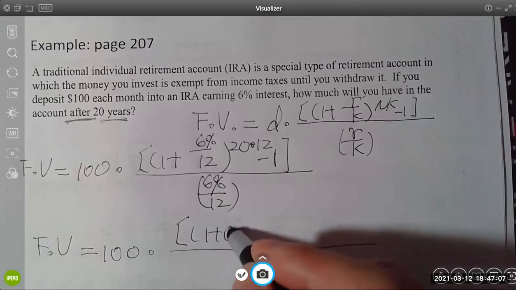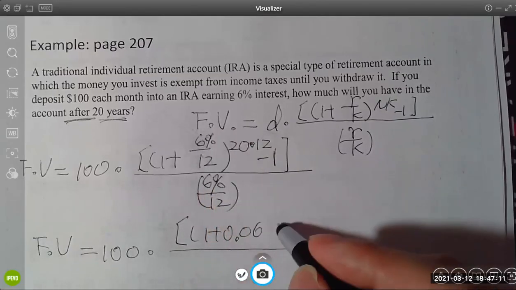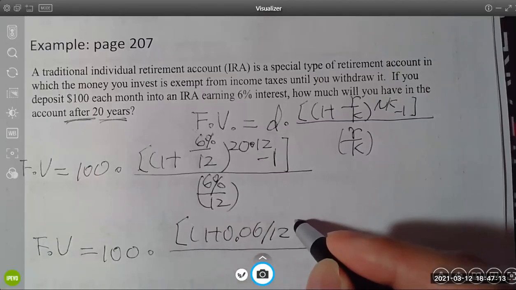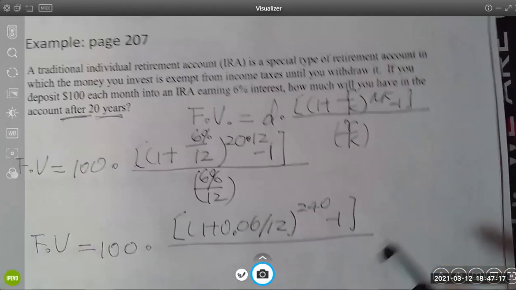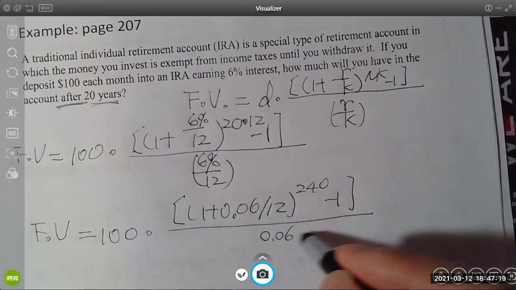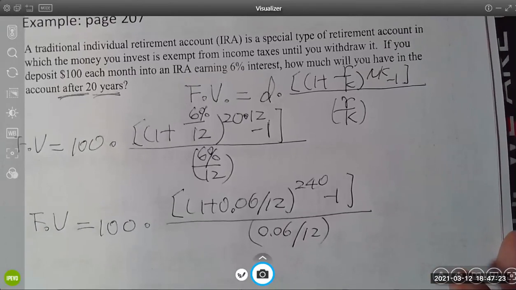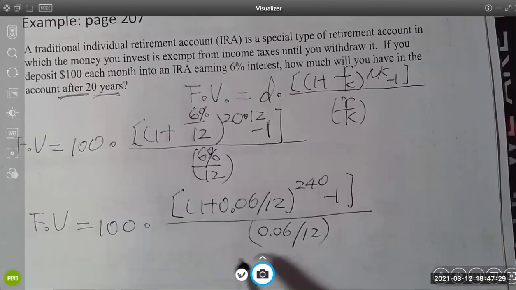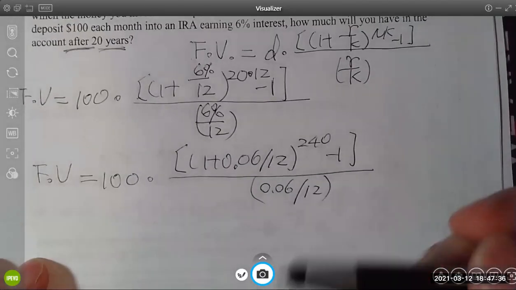One plus 0.06, change this percent to decimal, over 12, to the power of 240, then minus 1, and then 0.06, and over this. Now, another major source of mistake people make when they do their homework is the calculation part. It's a rounding error control. Now, let me make a case here.